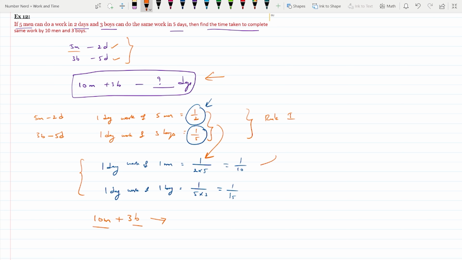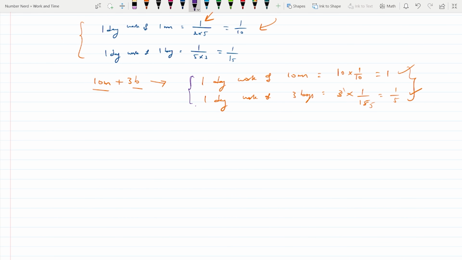We have calculated 1 day work of 1 man. Then what is the 1 day work of 10 men? That is 10 into 1 by 10, which equals 1. And what is the 1 day work of 3 boys? It is 3 into 1 day work of 1 boy, which is nothing but 3 into 1 by 15, which is 1 by 5. So this is the 1 day work of 10 men and 1 day work of 3 boys.